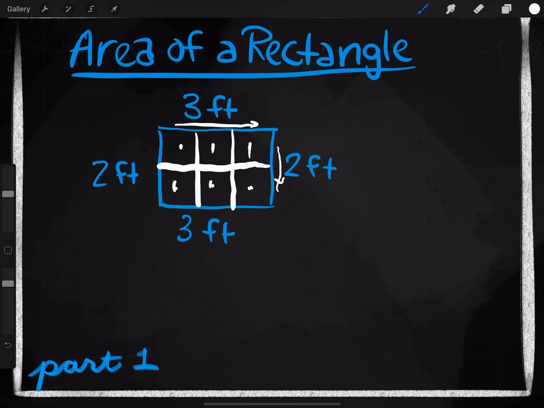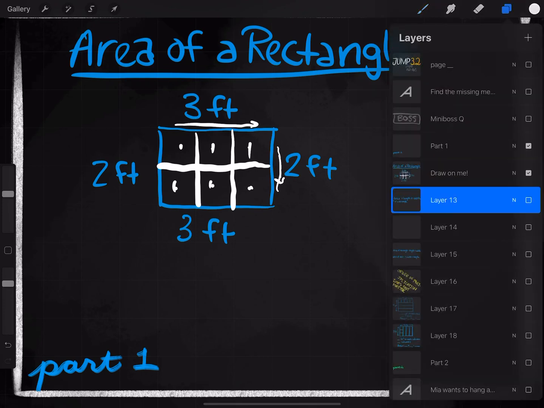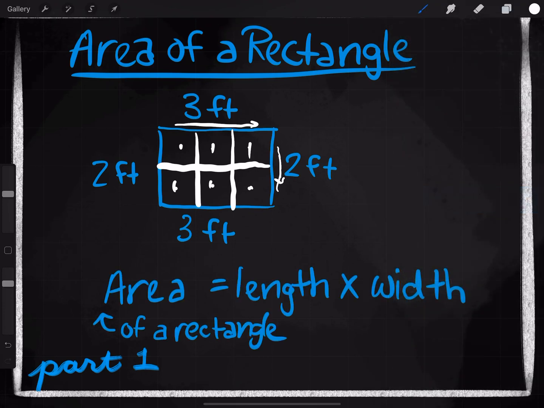All right, so we are going to use the formula for area of a rectangle, which is to just take the length and multiply it by the width. So we say the area of a rectangle is length times width.